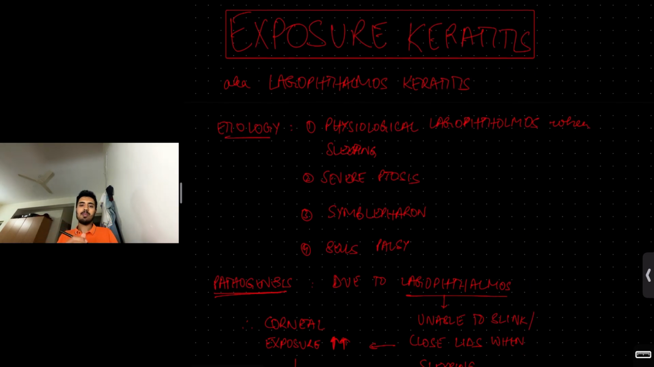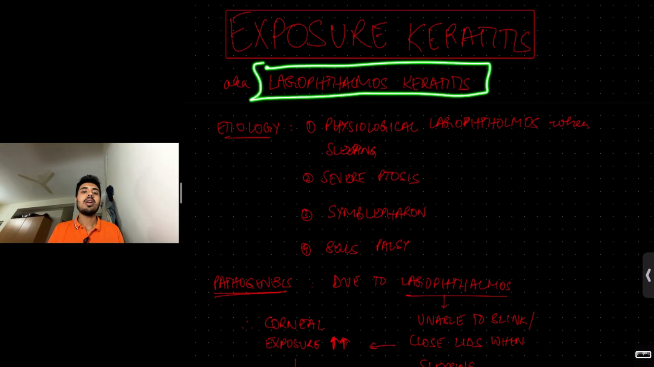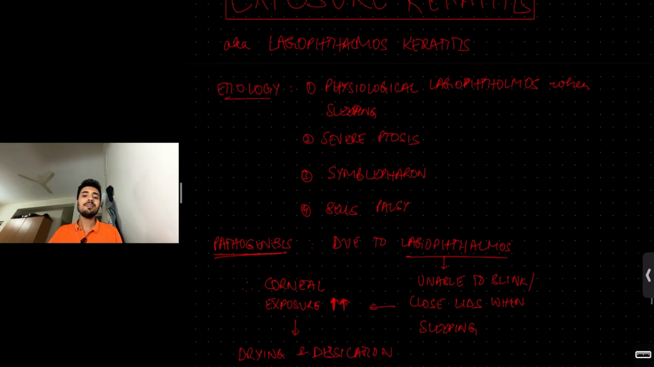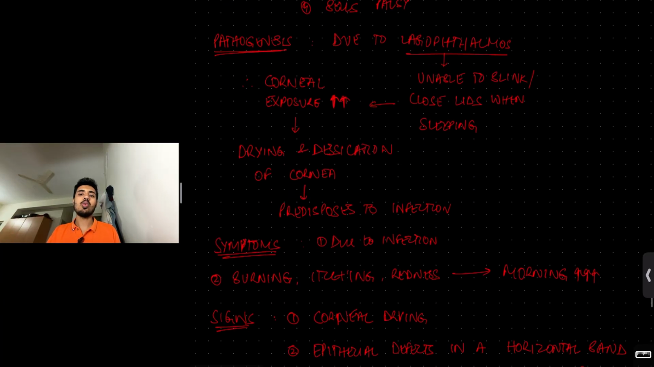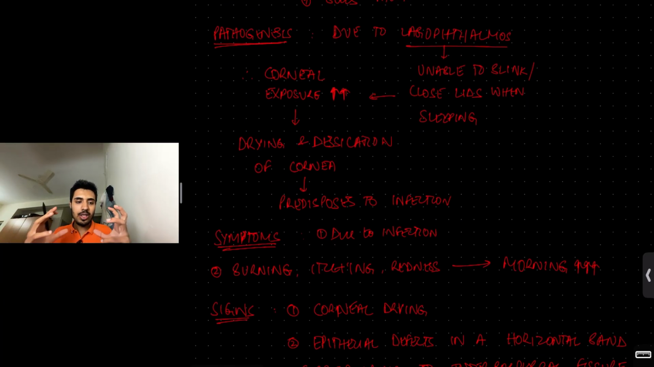Next, coming to exposure keratitis. Now, what is exposure keratitis? It is also known as lagophthalmos keratitis. Basically, what happens is the patient has lagophthalmos. What is lagophthalmos? The patient is unable to blink or close the eyelids. And we know that closure of eyelids, the blink reflex, is very, very important in keeping the cornea moist.